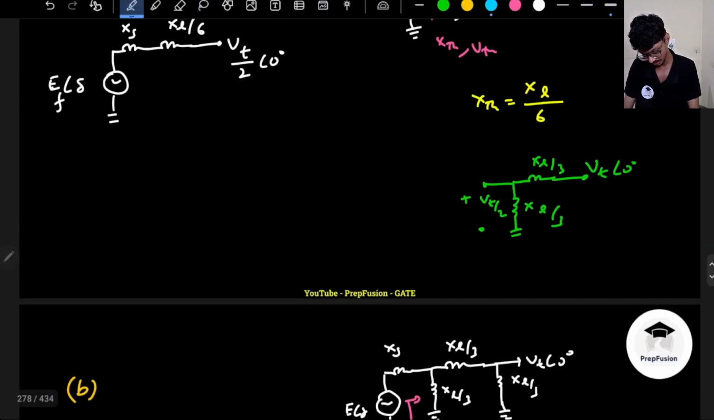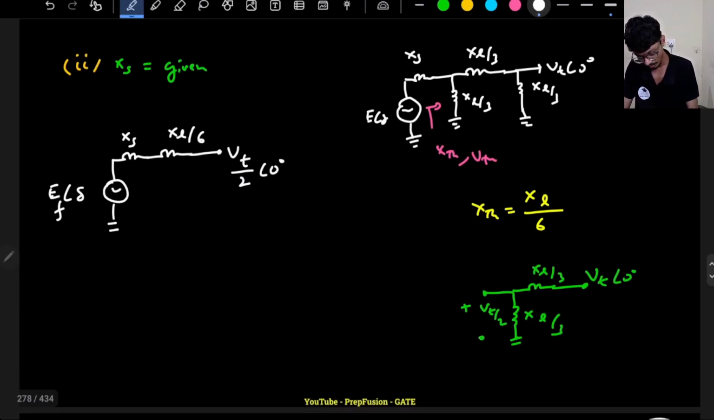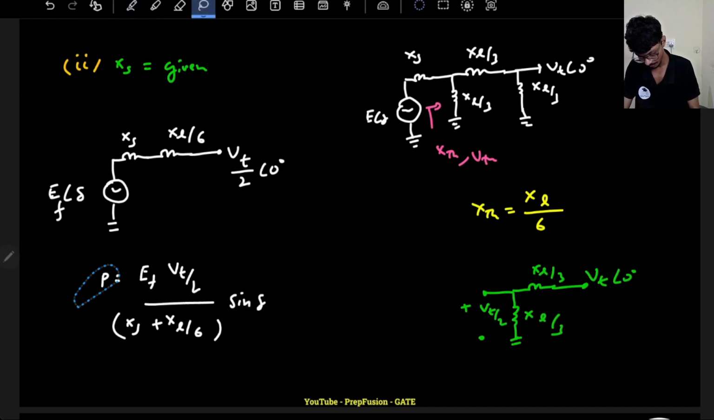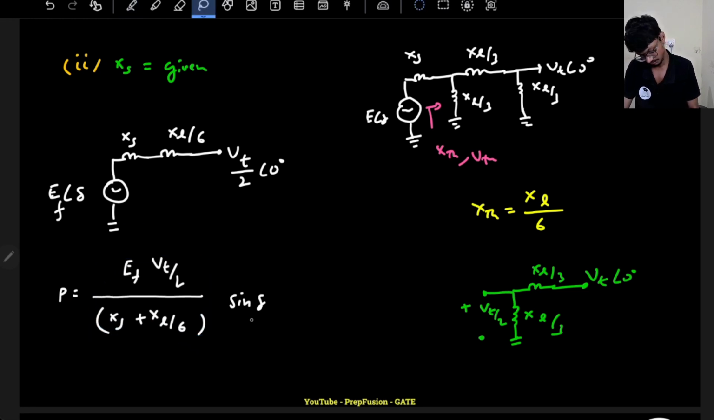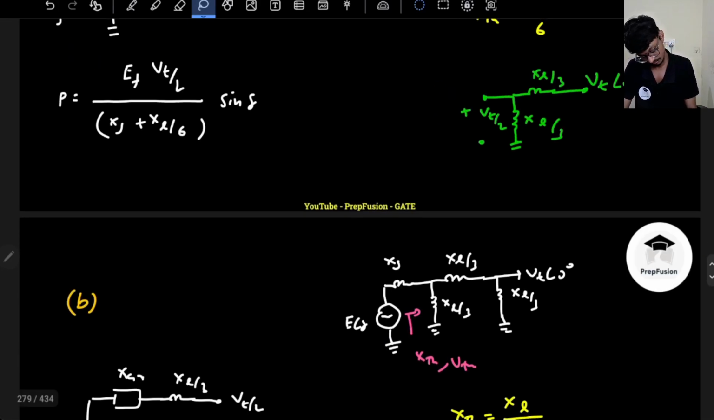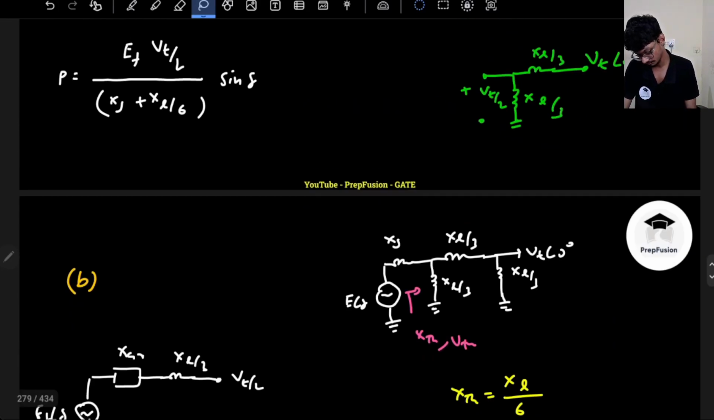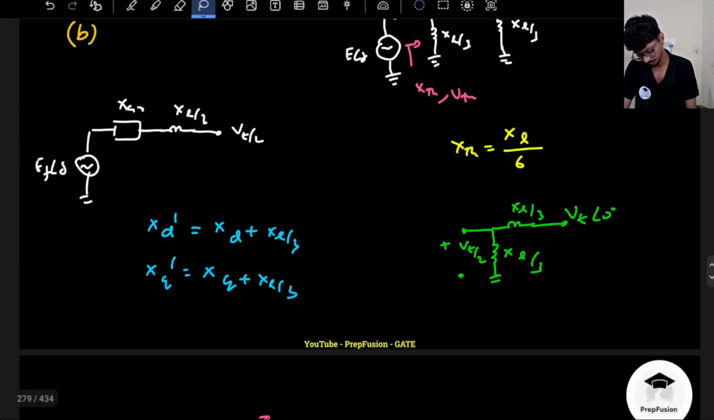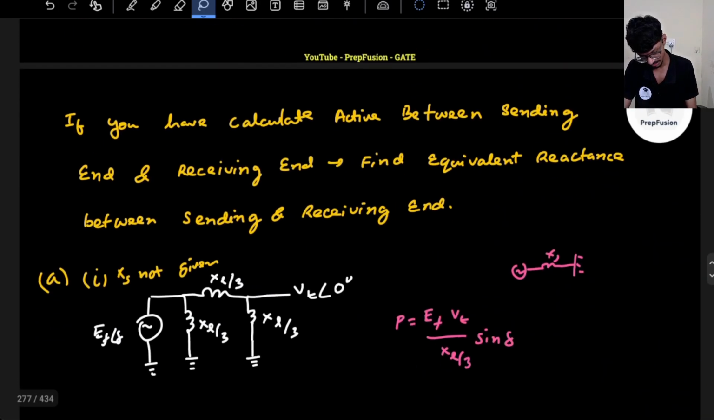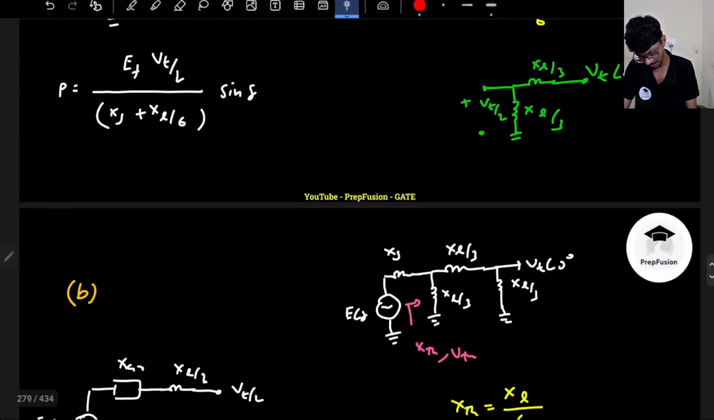So here what will be the power? Power here will be EF VT divided by 2 divided by XL divided by 6 into XL plus XS divided by 6 into sine of delta. This will be the power. And here the power will be this simply XL divided by 3, and here what will be the power?